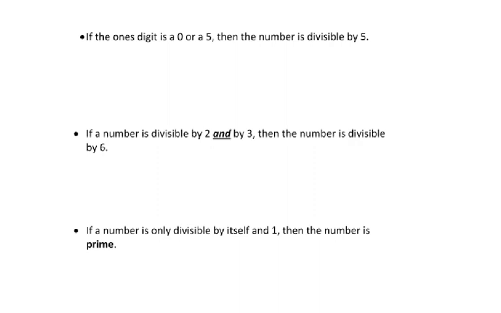If the ones digit is a 0 or a 5, then the number is divisible by 5. So for instance, numbers like 15 or 30 or 2005 or 2010, anything ending with a 5 or a 0 is divisible by 5, which means 5 can evenly be divided into it.